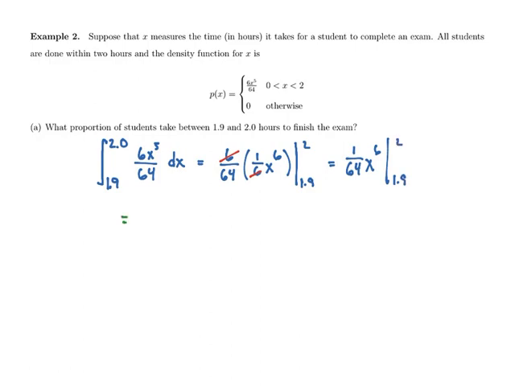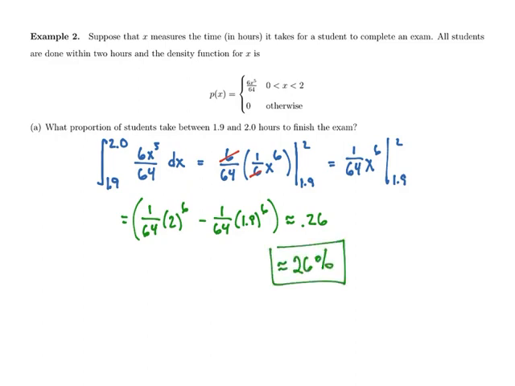So plugging everything in, we're going to have 1/64th 2 to the 6th minus 1/64th 1.9 to the 6th, which will come out to be approximately 0.26. So what proportion of students take between 1.9 and 2 hours to finish the exam will be about 26% of students. Which means that most students are probably taking a longer time to finish the exam than are doing it very quickly.